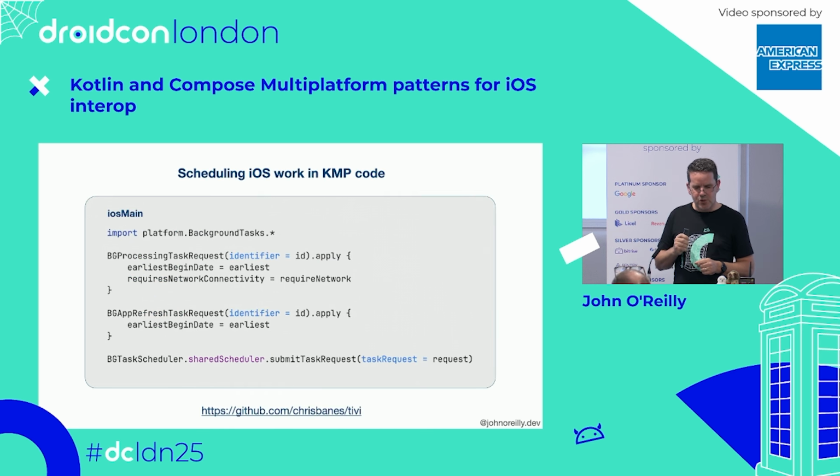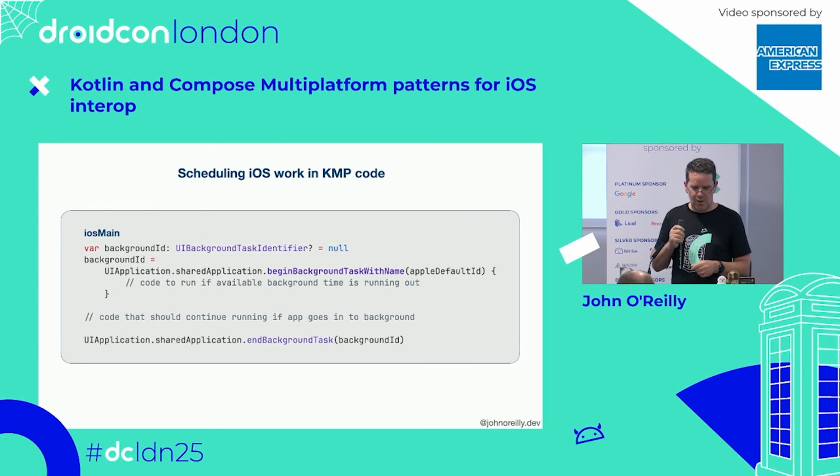Another approach is to create and schedule the tasks in iOS main in shared KMP code. There's also a nice example of doing that in Chris Bain's TV sample, and we're also doing something similar for our CMP project at Kraken. Another useful API we can use in iOS main is beginBackgroundTask with name. This allows us to mark the start of a task that should continue if the app enters the background. We also get notified if remaining time is running out and can, for example, schedule a background task if that happens.